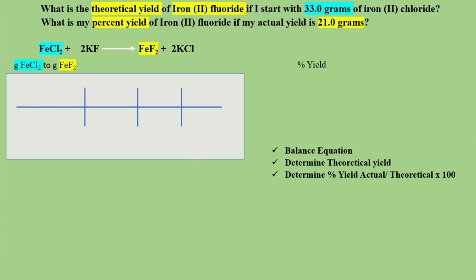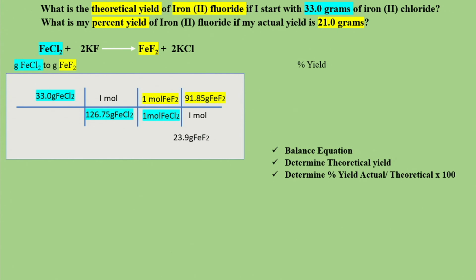We'll set up our calculation: grams of FeCl2, divide by its molar mass, multiply by our mole ratio, which is 1/1, and then we'll multiply by our molar mass of iron 2 fluoride. So that's going to give us 23.9 grams of iron 2 fluoride.